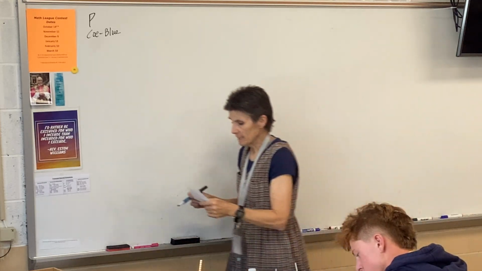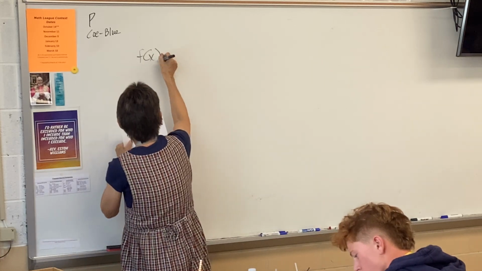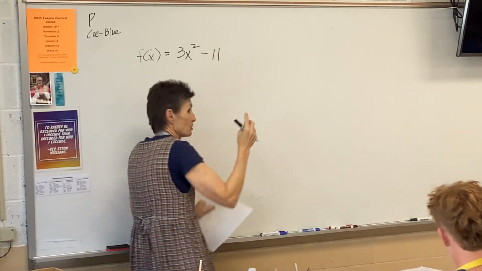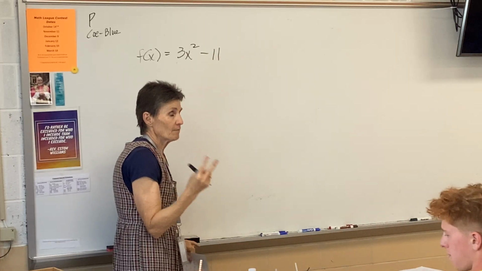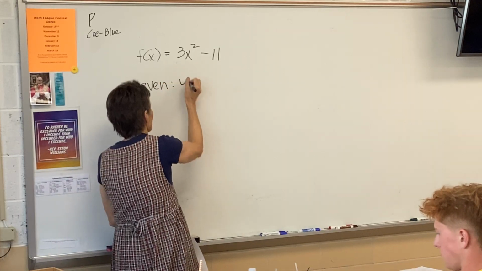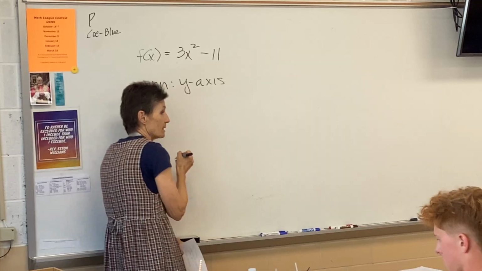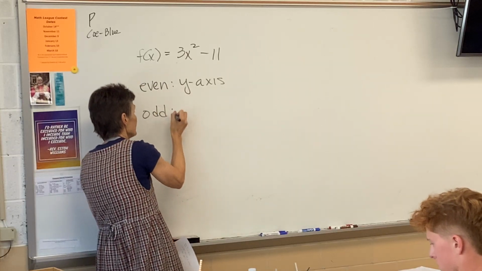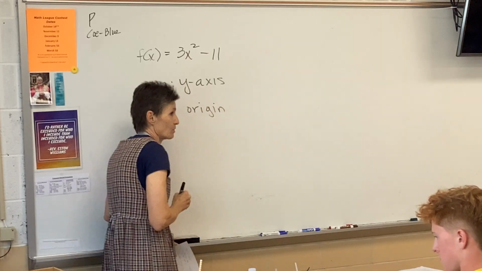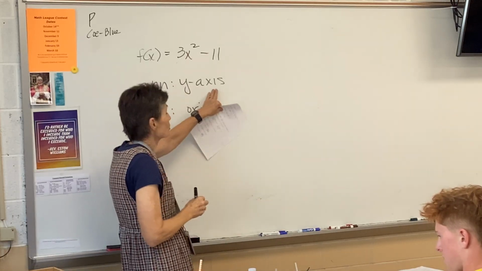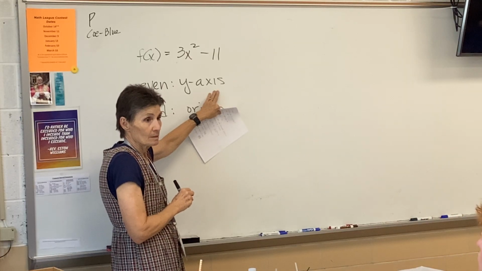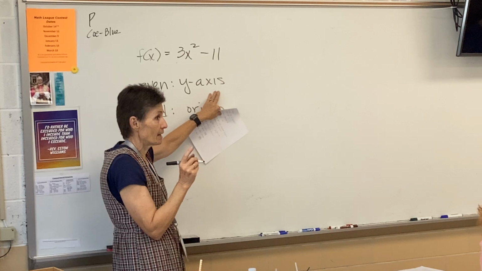Here we go. Even, odd, or neither. So let's refresh our memories. I have to check two symmetries. If I am even, I have symmetry about what? Y-axis. So I'm going to do my y-axis symmetry. If I'm odd, origin. So I have to do these two symmetries. So what is the test for the y-axis? Change the sign on x.